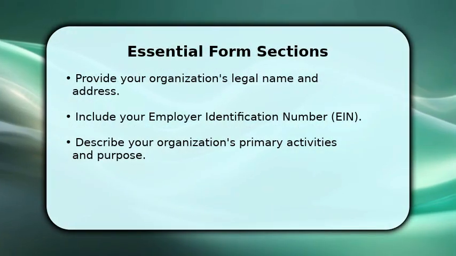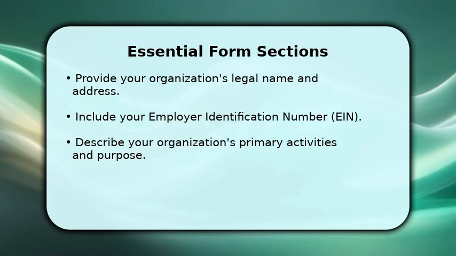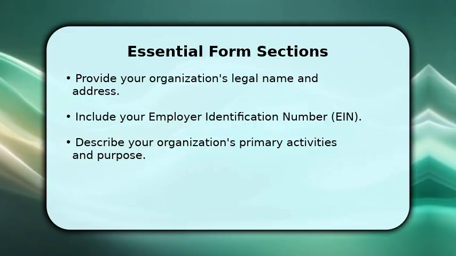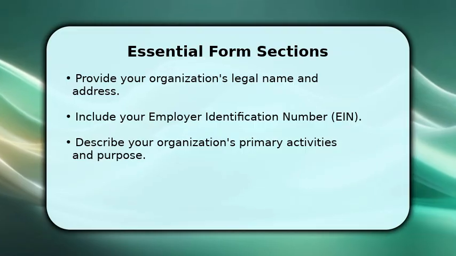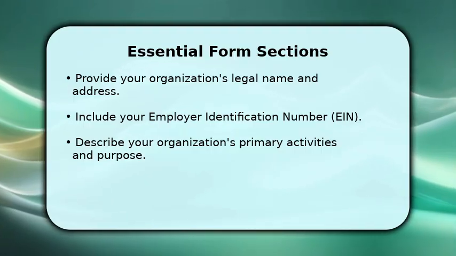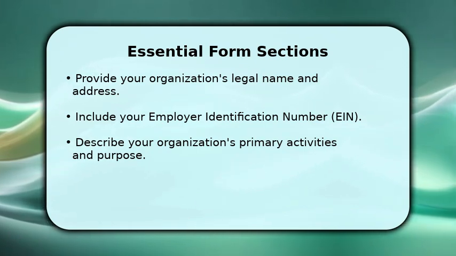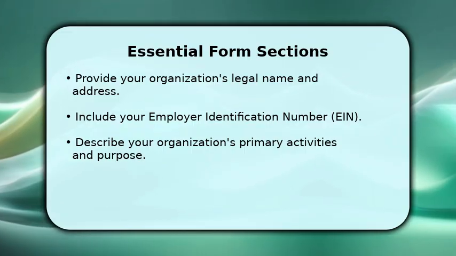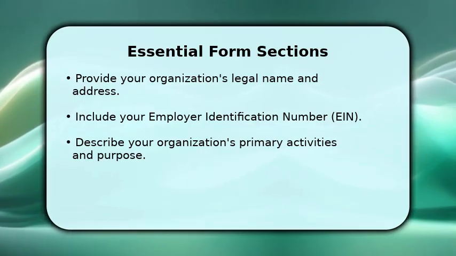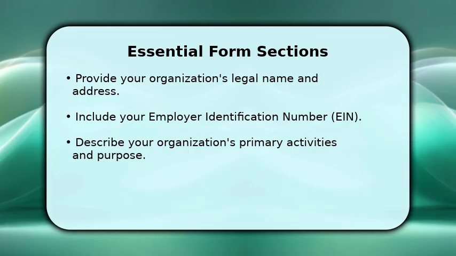When completing your tax-exempt form, several key sections demand precise attention. First, accurately provide your organization's full legal name and current mailing address. Next, ensure you include your employer identification number, or EIN, which is crucial for identification. Clearly describe your organization's primary activities and its overarching purpose, detailing how it meets the criteria for exemption. Finally, specify the exact Internal Revenue Code section under which you are seeking tax-exempt status, such as 501c3 for charitable organizations.